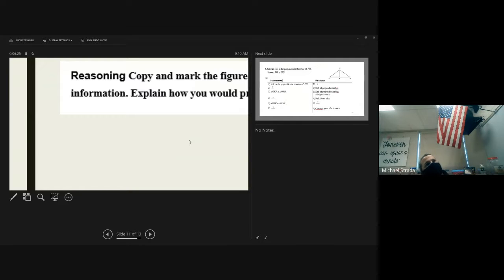All right. So, GK is the perpendicular bisector of FH. Prove FG is congruent to HG. Go to work. Put it together.